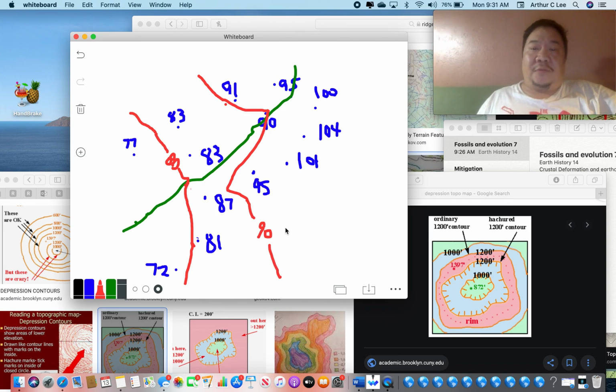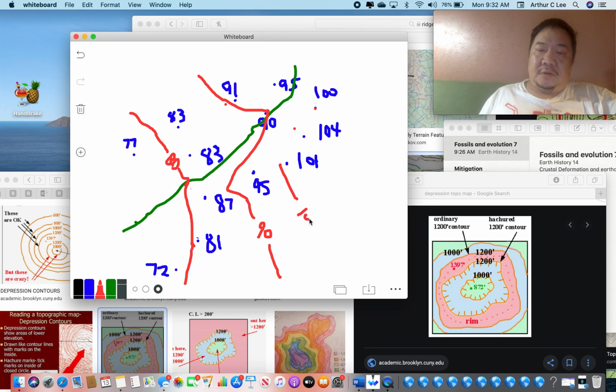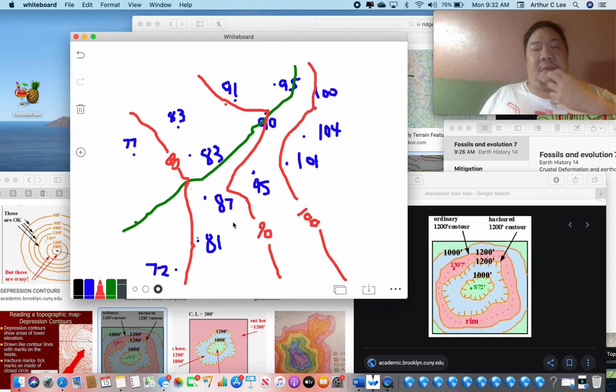Well, we could do a 100-foot line too, because right here we got 100. Right here's 104 and 90, so 100 would be right about here. 95 and 101, so 100 would be right about here. So we can go ahead and put the 100-foot line in here. And it's somewhere off the map because we don't see any hundreds over here, so we'll just go up off the map. So that's our contour map for that bunch of points.